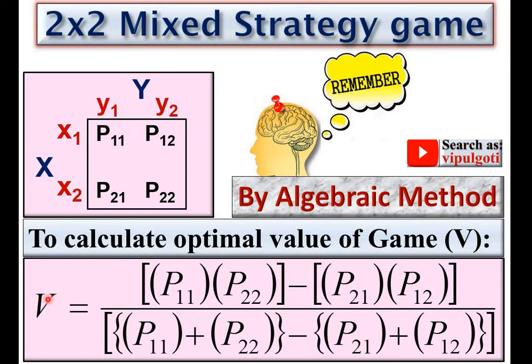So again I am going to repeat. By the algebraic method, value of gain V is equal to multiplication of this minus multiplication of this, whole upon sum of this minus sum of this. So this is a very simple formula to find the value of gain by the algebraic method.